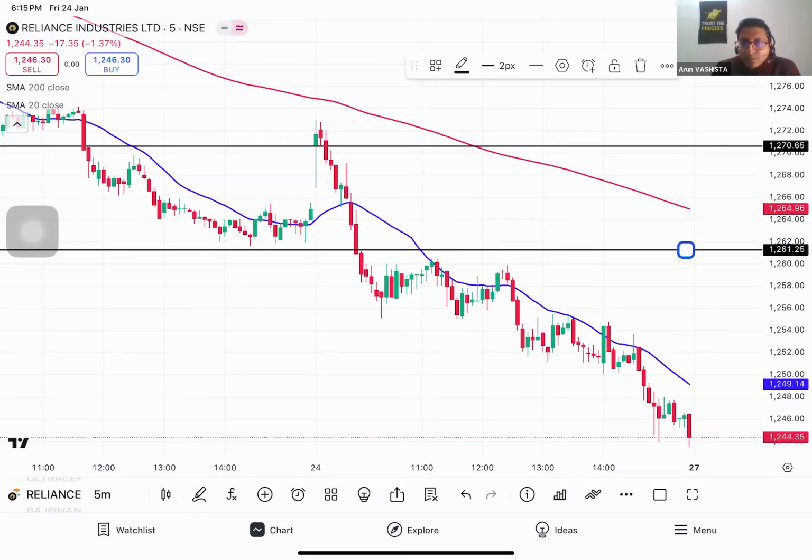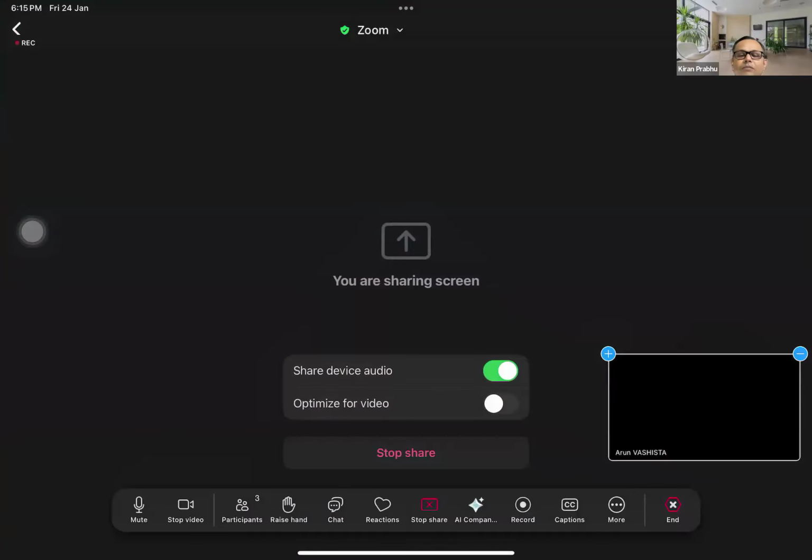So that is the way I manage and enter my trades. For me, it is very simple. My approach, my strategy, if I can tell you, is very simple. All I do is, first of all, identify the opportunity.